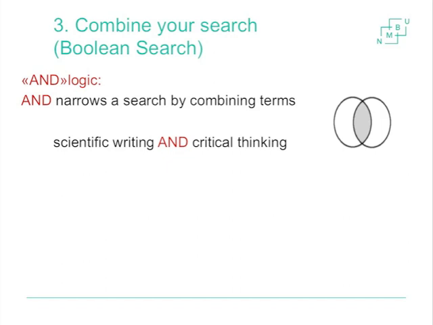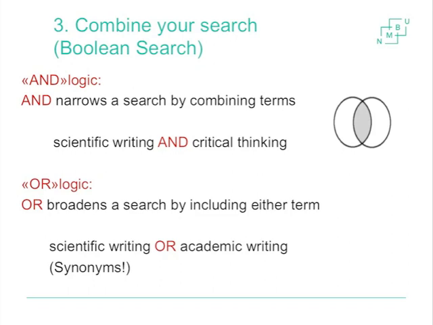In Google and Google Scholar, and is used automatically if you write in 2 or more words. This means that we use and all the time, without thinking about it. The little word or means the opposite of and, so it's important to use them correctly.